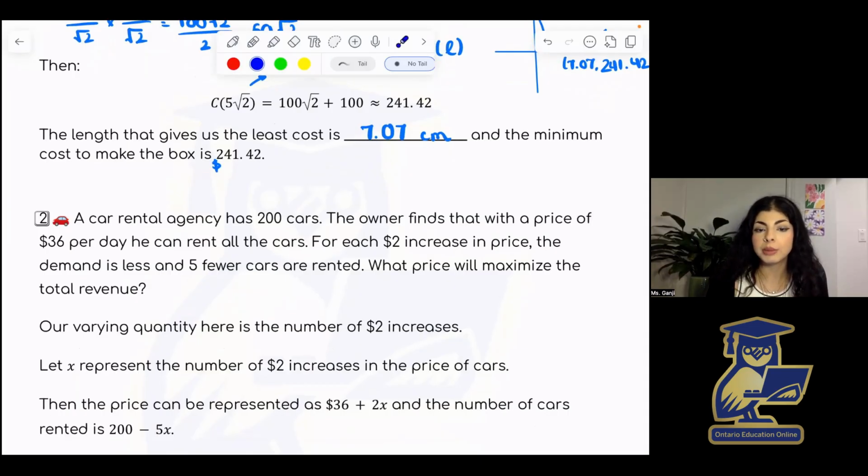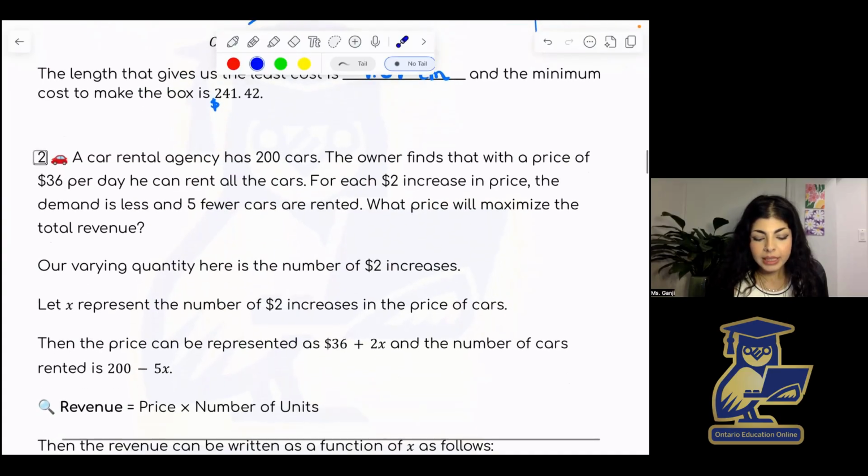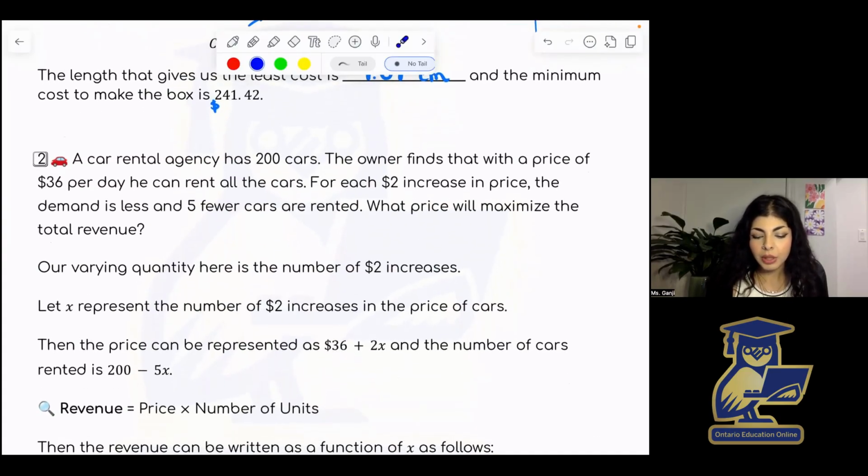So the quantity that is varying here is that $2 increase. We choose how many times we add those $2 increases in the price, which also will affect our dependent variable, which is how many cars are rented. So let x represent the number of $2 increases in the price of the cars that are being rented. And again, it's $36 per car to rent it out, and he has 200 cars. And so the price can be represented as 36 plus 2x, which is the number of $2 increases. And the number of cars is 200 minus 5x.